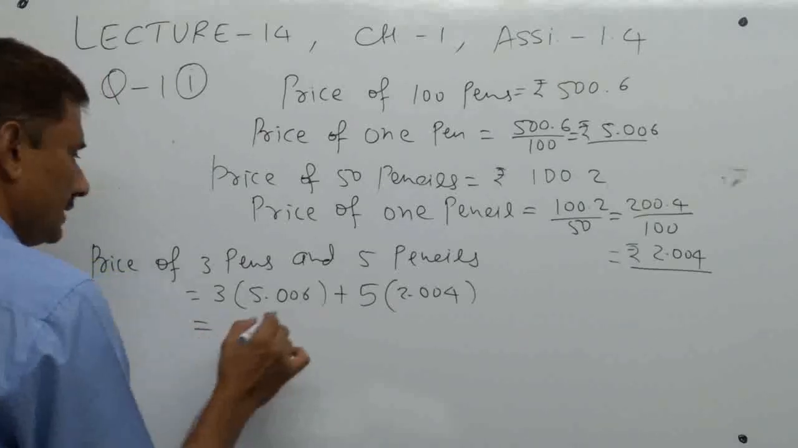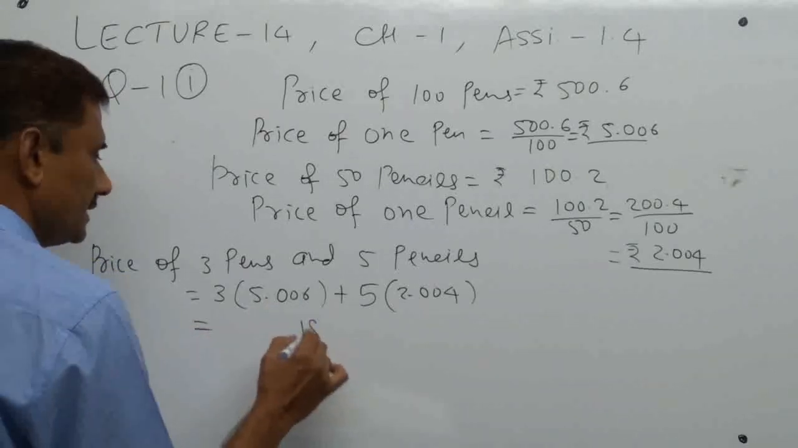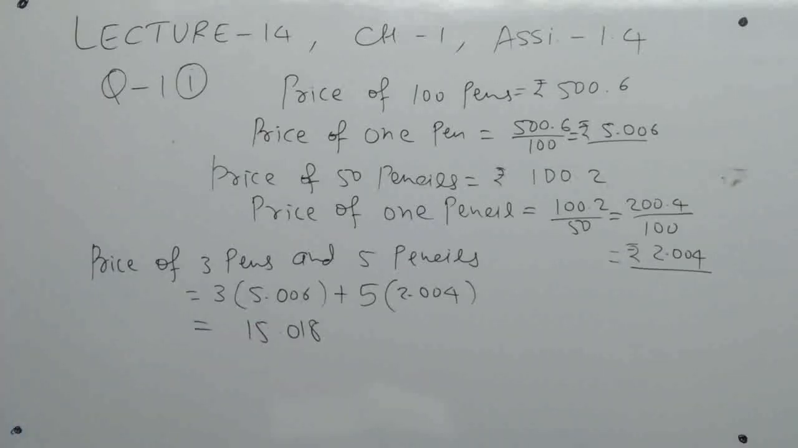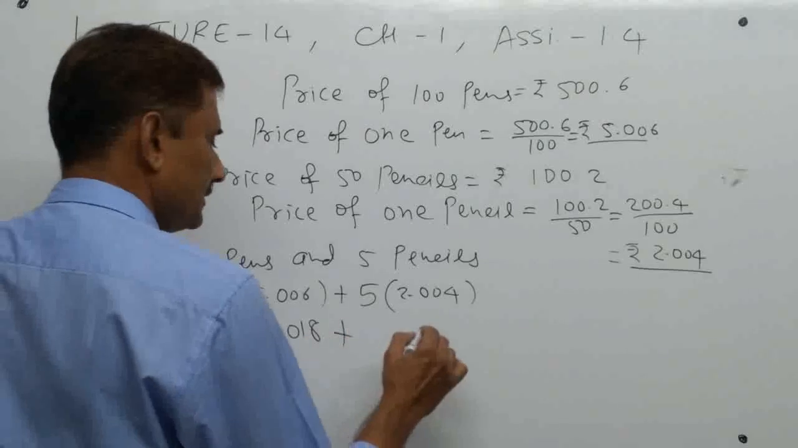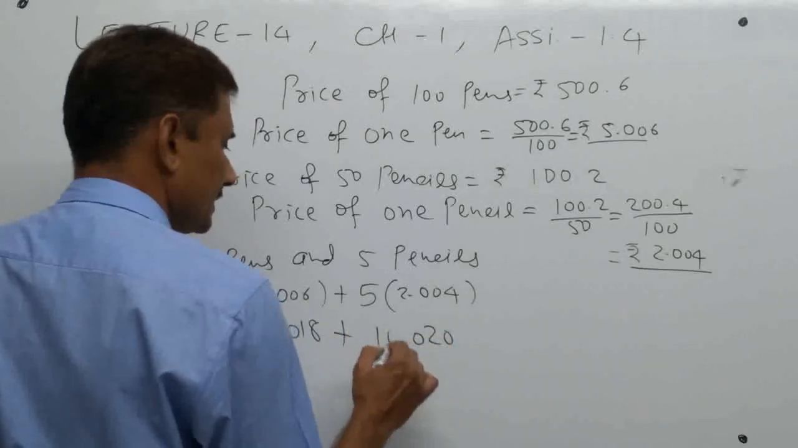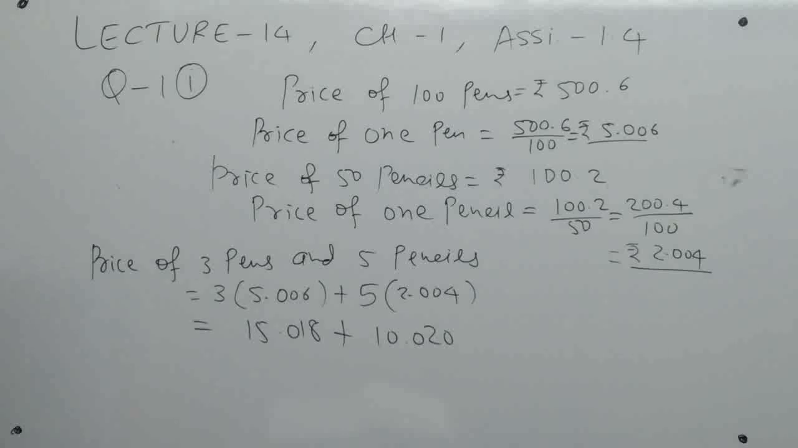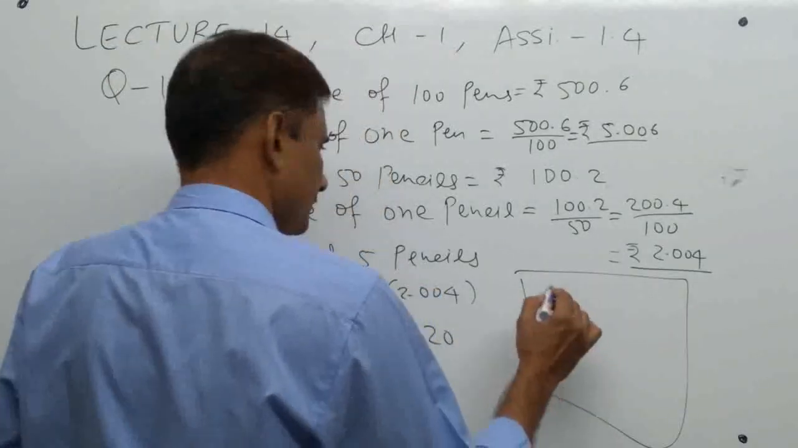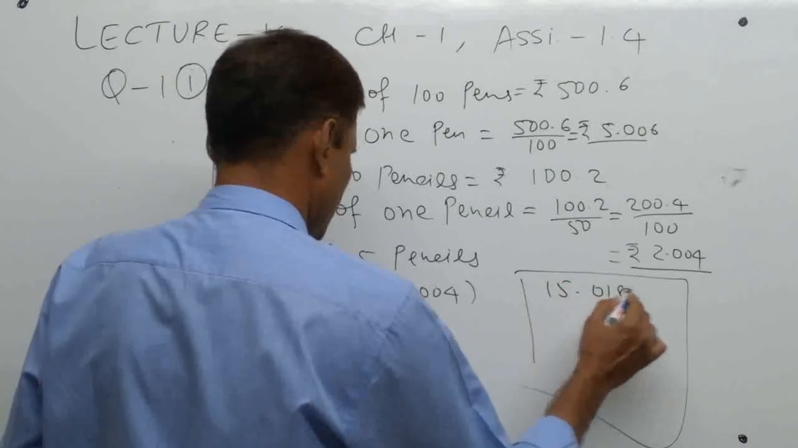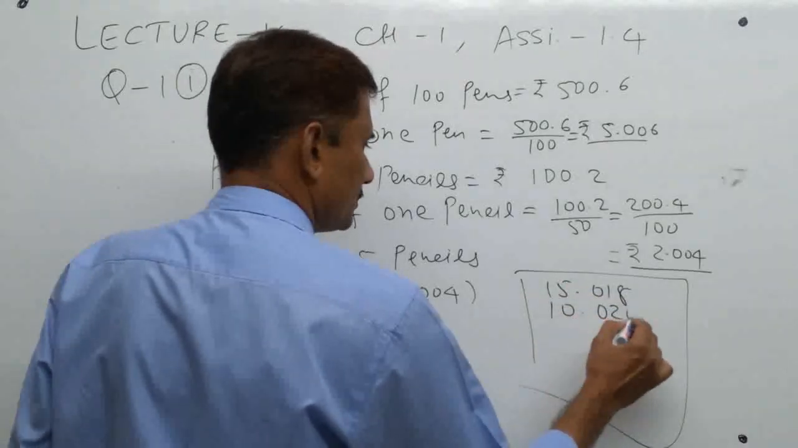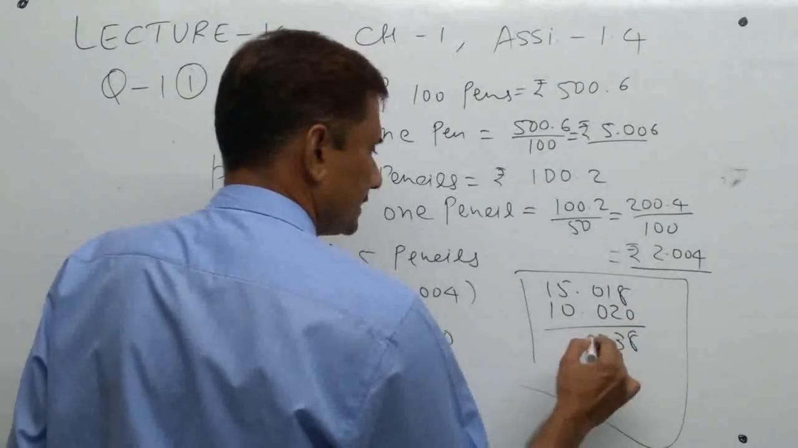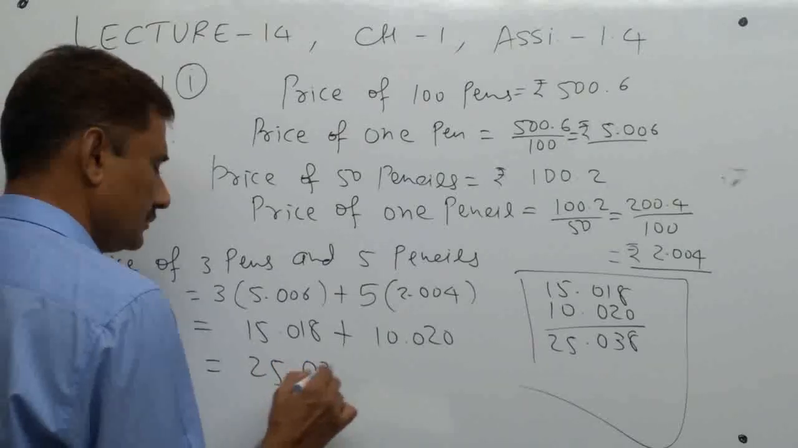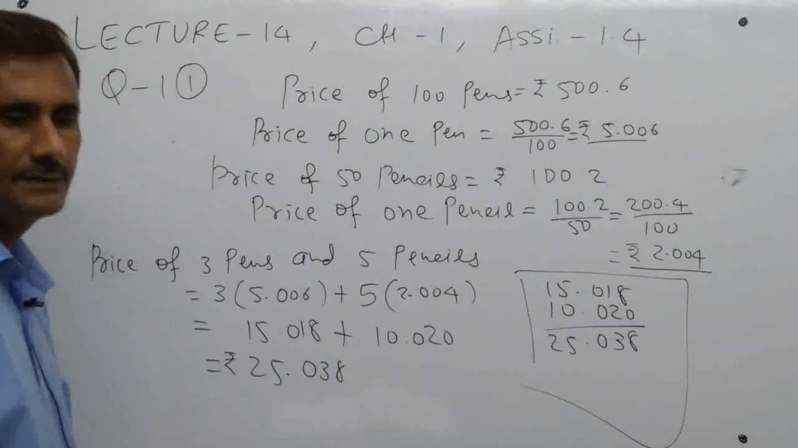Now multiply it: 3 6s are 18, 3 5s are 15, so 15.018. Plus 5 4s are 20 and 5 2s are 10, so 10.020. Now add both of them. How to add? Just understand here. 15.018 plus 10.020 gives 25.038 rupees.